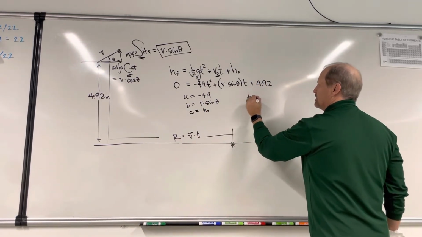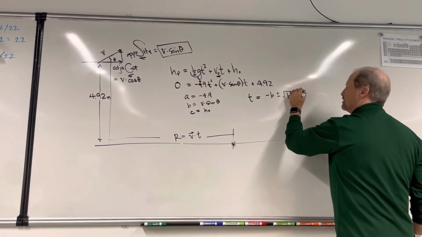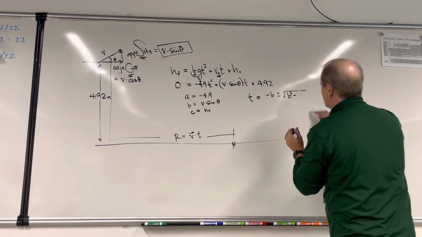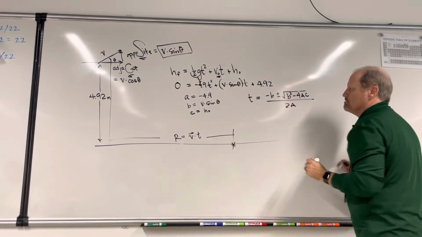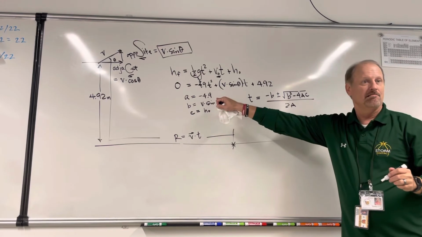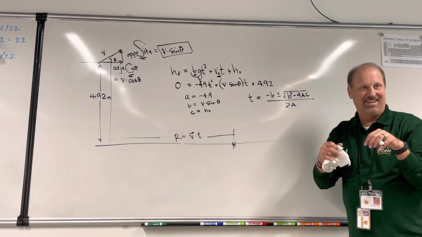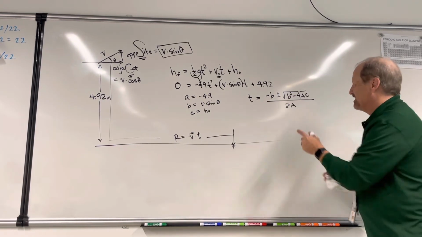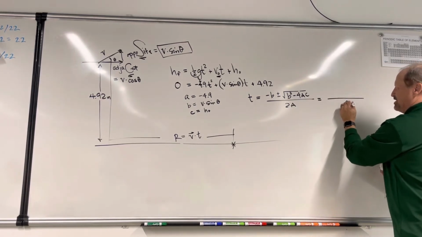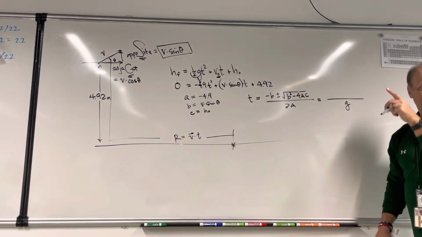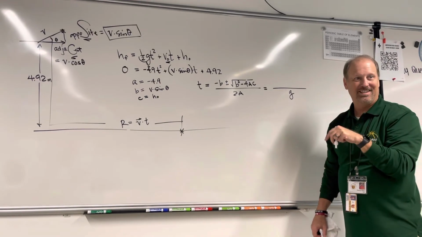So t is equal to negative b plus or minus the square root of b squared minus 4ac, all over 2a. What's 2a? What's a? 4.9, half of g. What's 2 times half of g? Not negative 9.8, just g. So 2a is just g, so this is all over g. Does it look kind of familiar, like where I had v squared times sine 2 theta all over g?